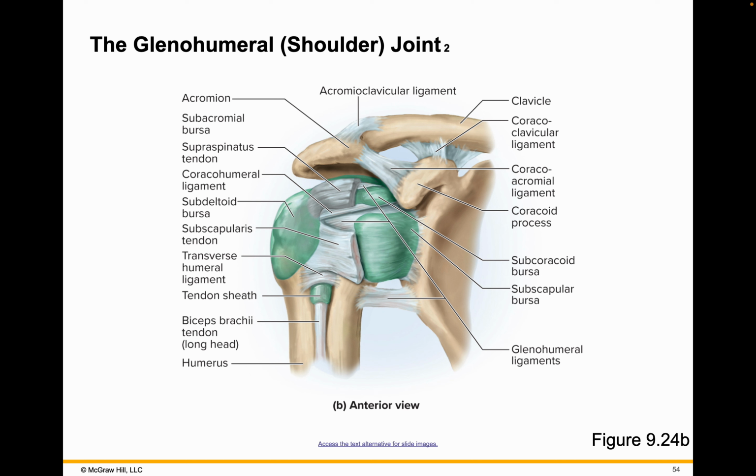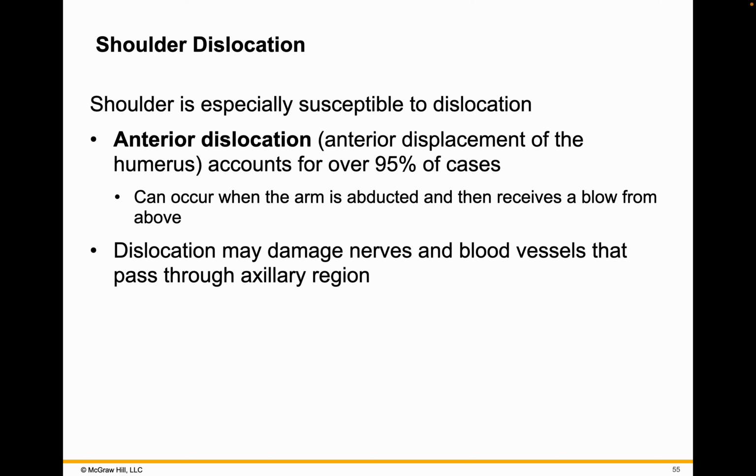Very complex joint, unfortunately easily dislocated. Again, that freedom of movement is traded for stability. Anterior dislocation is about 95% of cases when the shoulder dislocates. Occurs when the arm is abducted and then receives a blow from above. That can damage nerves and blood vessels that pass through the axillary region.